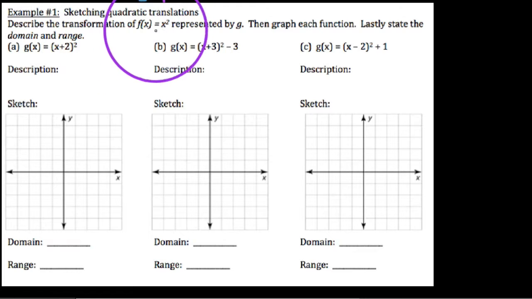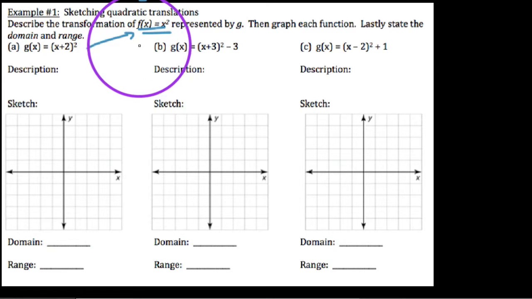We say describe the transformation of f of x equals x squared represented by this function g, then graph each function, and then lastly state the domain and range of the function. So let's not worry about domain and range right now. Let's just go ahead and take a look at our functions. And what I want everybody to notice is that with g of x here, we want to know what is different about g of x compared to f of x.